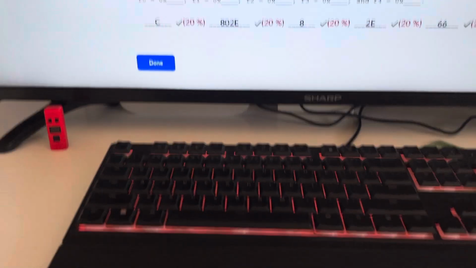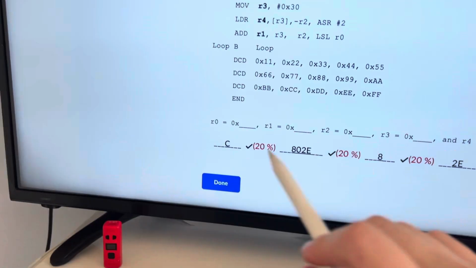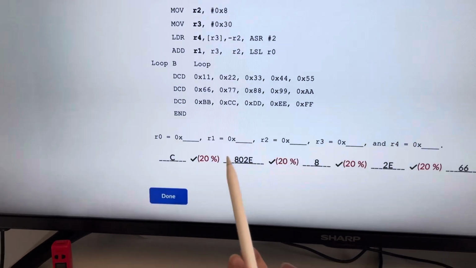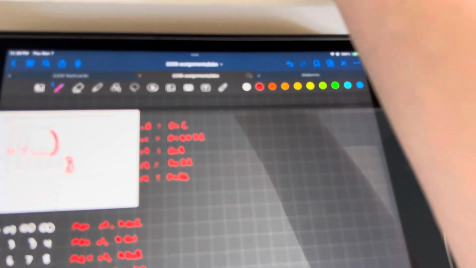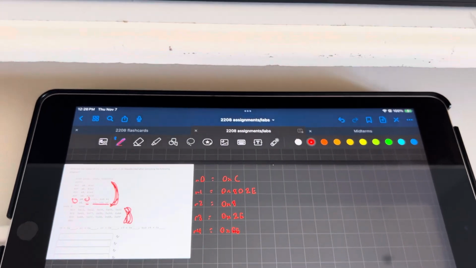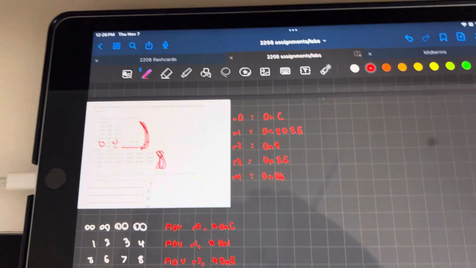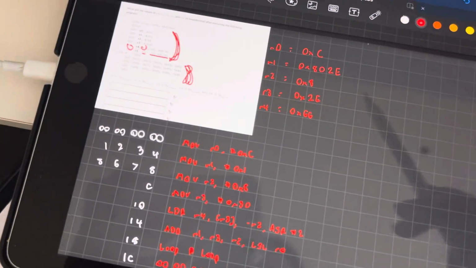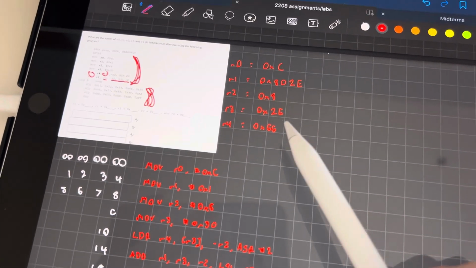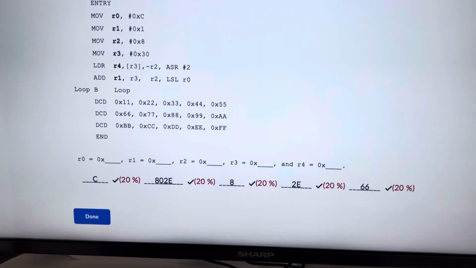So let's check our answer. We have R0 is C. R1 is 82E. R2 is 8. Sorry, I don't know why it keeps doing that. So 8, 2E, and 6, 6. Okay, and then that's it.